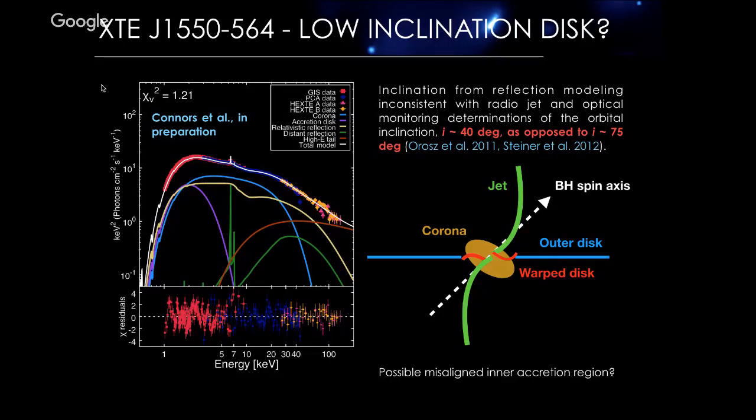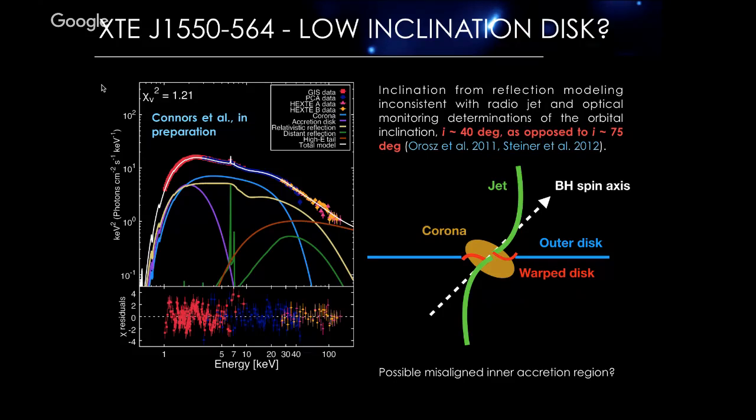One possibility is that you have a misaligned disk. This is very interesting. If the spin axis of the black hole is misaligned with the orbital inclination, then you can have an inner accretion disk that is warped with respect to the outer accretion disk. The problem is this wouldn't explain why the inclination measured from a radio jet that has been observed also agrees well with the binary inclination.